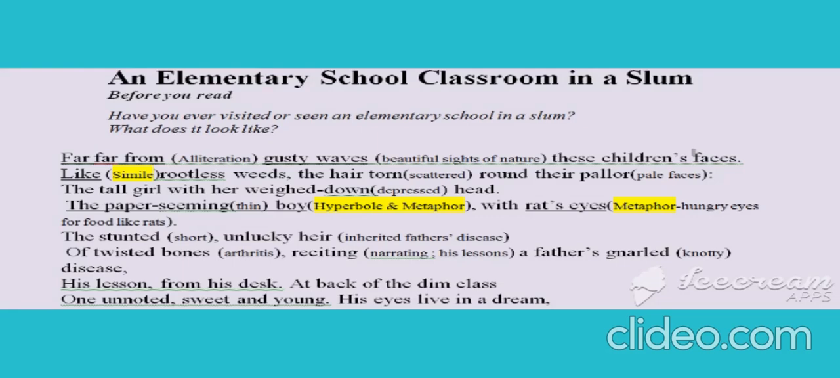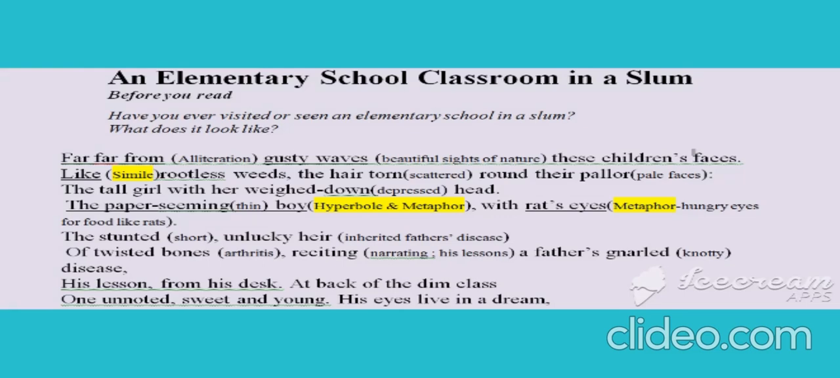pale faces, yellow faces, on which they have torn hair, scattered hair, means it is not combed. There is a tall girl and she is looking very much depressed. She has bowed down her head, and there is one boy who is very thin. He is compared with paper, and his eyes are like he is hungry, like a rat is always hungry. In the same way his eyes are like a rat's eyes, hungry for food.